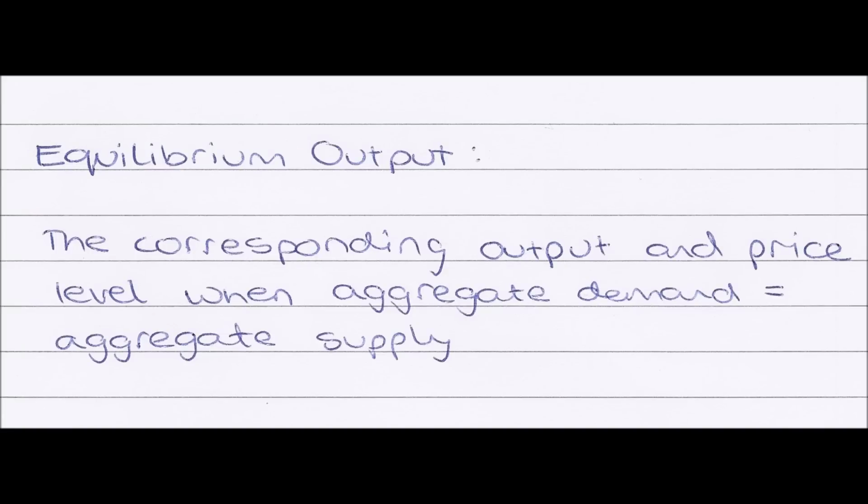Hello everybody and welcome to this macroeconomic video on equilibrium output. Now equilibrium output is defined as being the corresponding output and price level when aggregate demand is the same as aggregate supply. And what that means is, what is our output on our x-axis and our price level on our y-axis when aggregate demand equals aggregate supply, when our aggregate demand curve and our aggregate supply curve cross. So when they cross, what is the price level and what is the output?